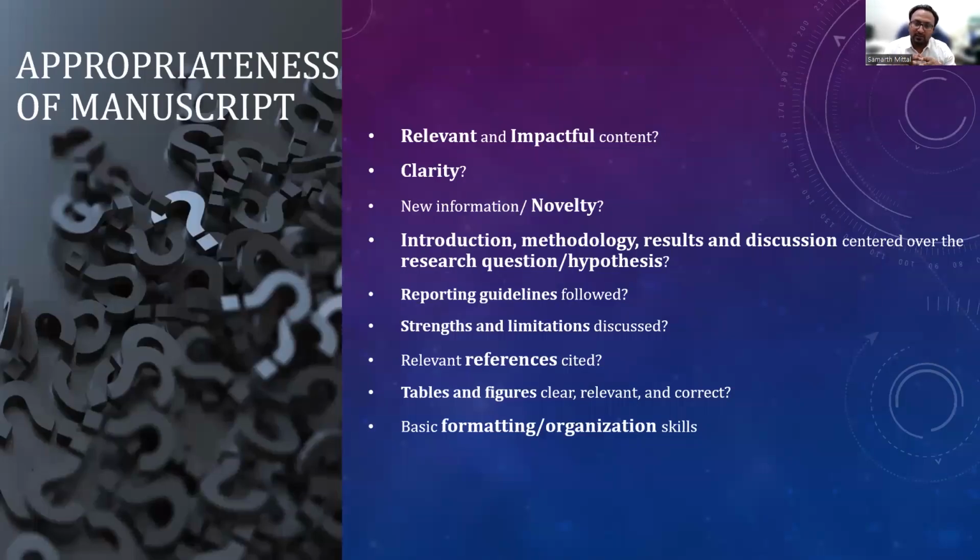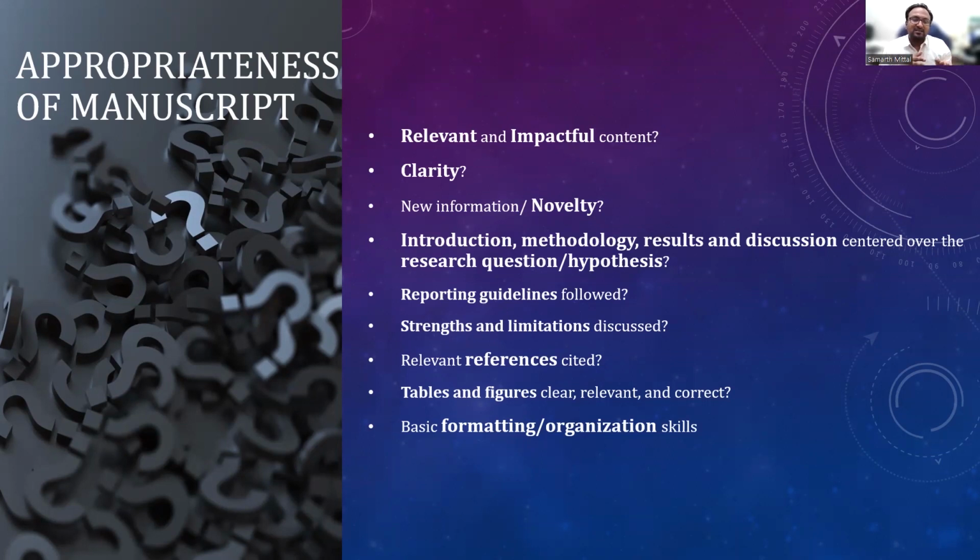Now, coming to the appropriateness of the manuscript, one needs to see whether the manuscript is relevant to the journal or relevant to the literature, and if at all it has this content, whether the same is impactful or not, whether there is clarity on the methodology as well as the results and the details that it gives, whether it gives you any new information, or if there is any novelty in the thought that the manuscript tries to cover. Look at all the sections like introduction, methodology, results, and discussion, and see whether all of these are centered on the research question or the hypothesis or not.